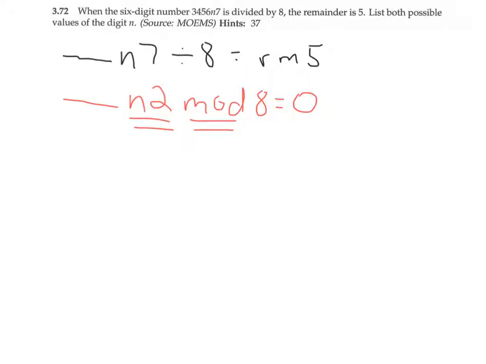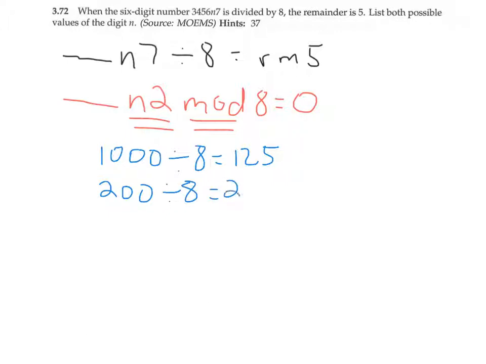And in this case, if we think about it, 1,000 divided by 8 equals 125. And so any number of thousands or 10,000s is going to be divisible by 8. So you don't have to care about the thousands. Well, what about the hundreds? Well, 8 doesn't go into 100, but it goes into 200. So 200 divided by 8 equals 25.